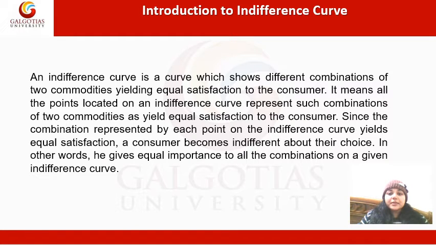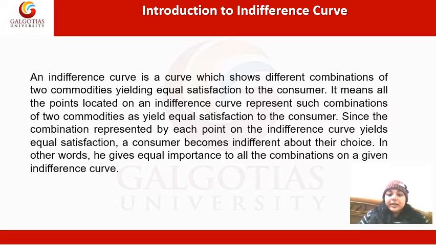Let's start with the introduction to indifference curve. An indifference curve is a curve which shows different combination of two commodities yielding equal satisfaction to the consumer. It means indifference curve shows combination of two goods on a curve which basically are giving equal satisfaction to the consumer. It means all the points located on an indifference curve represent such combination of two commodities as yield equal satisfaction to the consumer. These all points show equal satisfaction for the consumer and these points are combination of two goods.